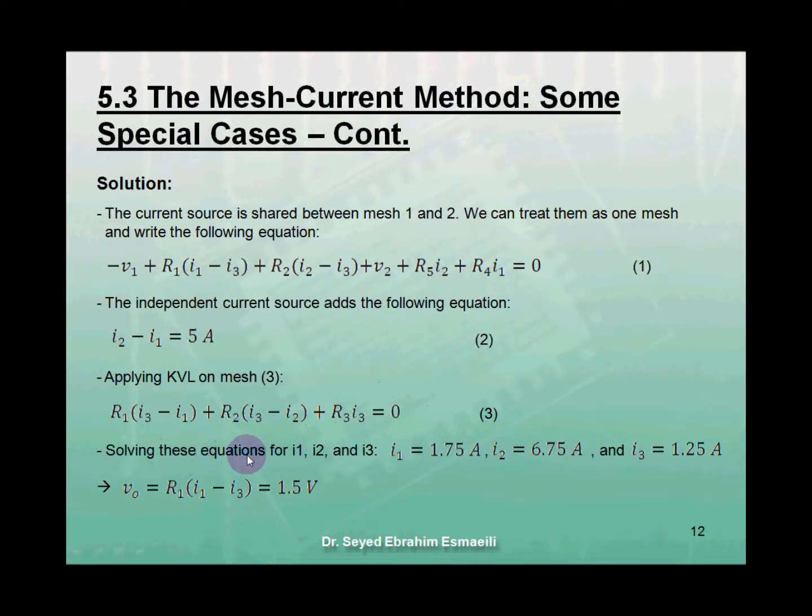Solving these equations for I1, I2, and I3 yields I1 equals 1.75 amps, I2 equals 6.75 amps, and I3 equals 1.25 amps. The voltage across R1 is given by V out equals R1 times (I1 minus I3), which equals 1.5 volts.